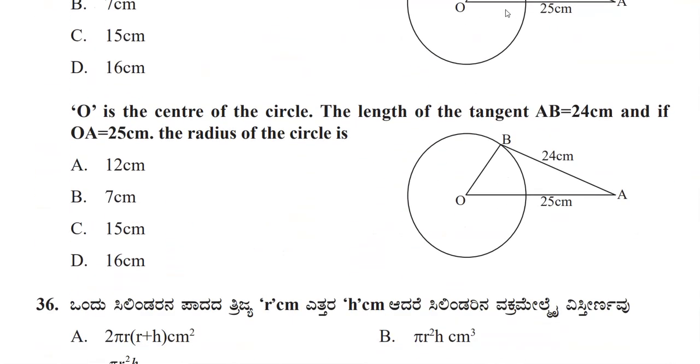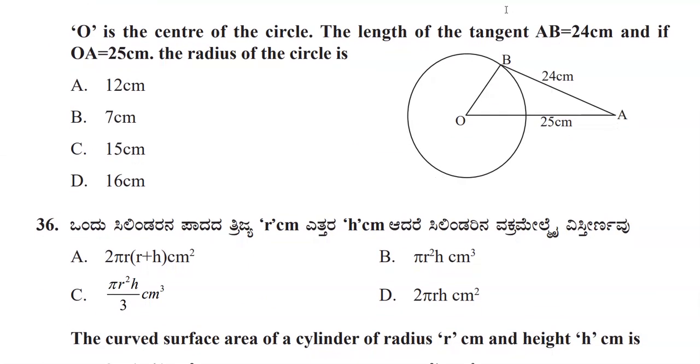Next, question number 35. O is the center of the circle. The length of the tangent AB is equal to 24 cm, and if OA is equal to 25 cm, then the radius of the circle is. The correct answer is option B, 7 centimeters.